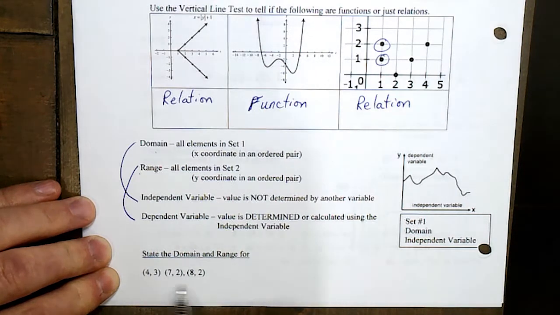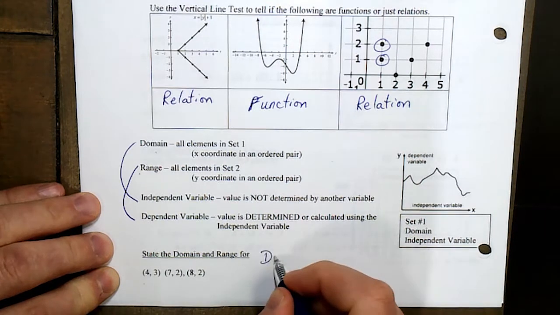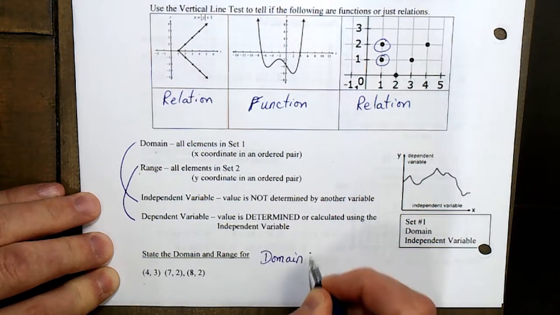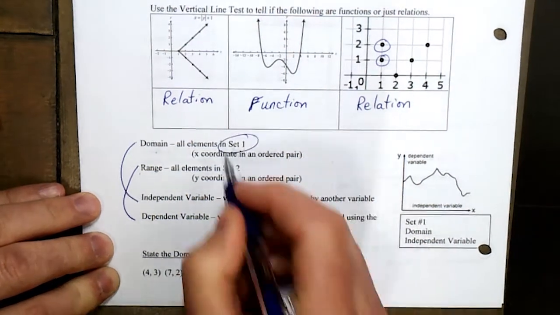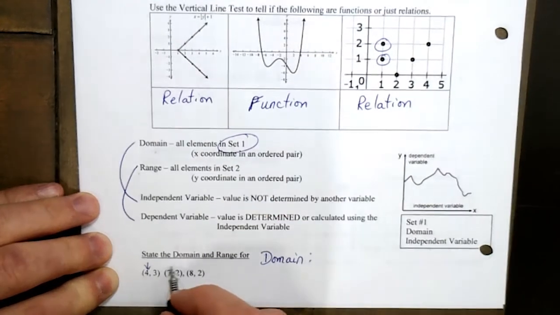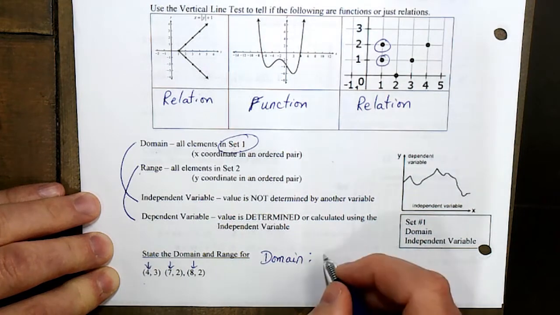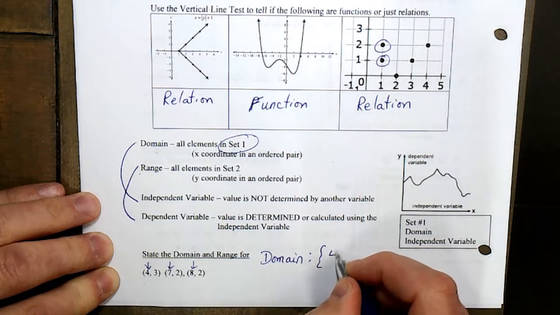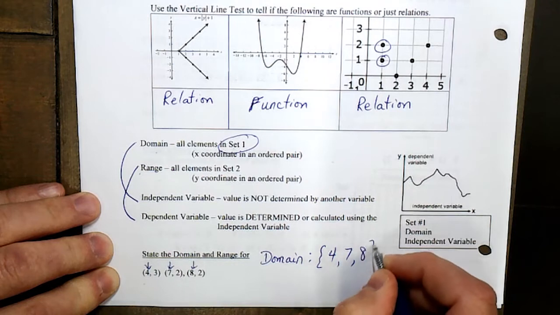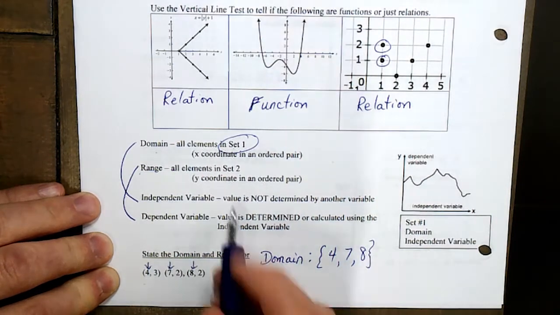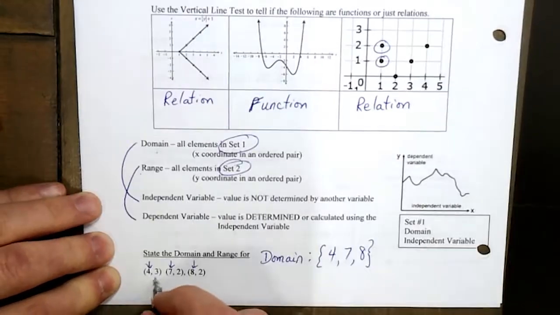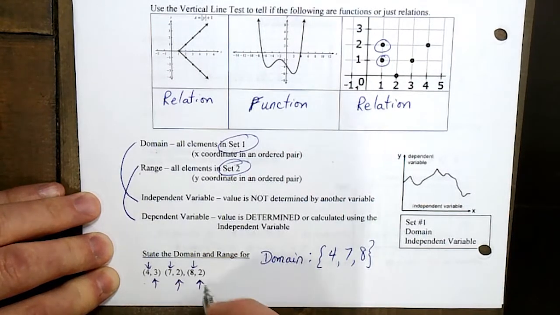And finally, I've got an example here. State the domain and range for this. So we'll start with domain. Domain is set 1, the first item in every ordered pair. Now the range is set 2. So I'm going to put an arrow towards, and you'll notice we have 2, 2, and 3.